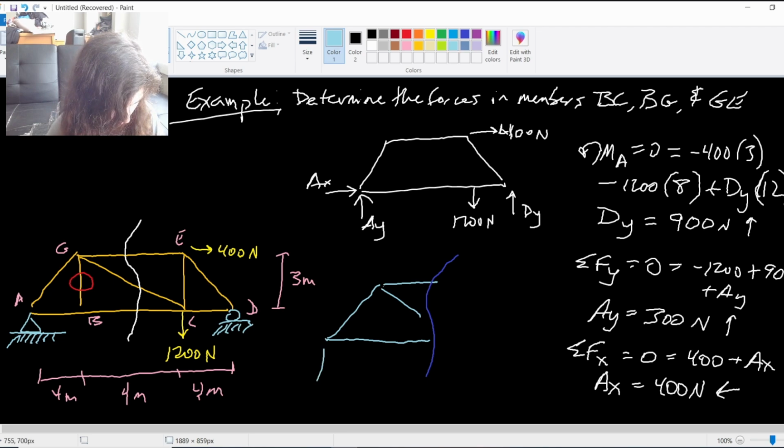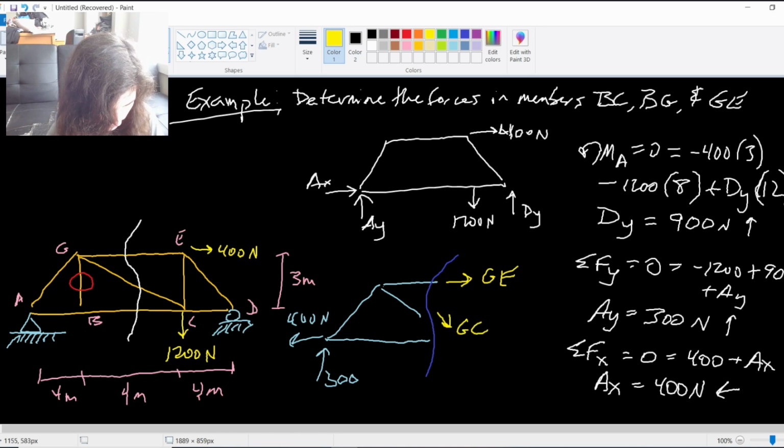So in my section here, I have the Ay value I calculated of 300, the Ax value calculated of 400, and then I have these internal force members that I'm looking for, which I'm going to draw pointing away from the truss to show that I'm assuming tension. So I have GE at the split, and the force going through GC at the split, and then my force going through BC. So they're all along that section line where I've split the truss.